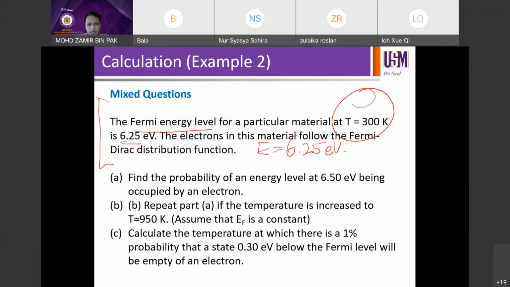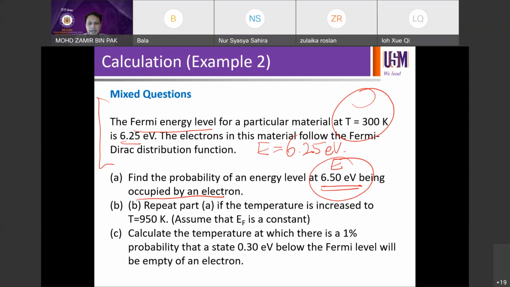Okay, so then find the probability of an energy level at 6.5. So what is this in the Fermi-Dirac equation? What is this parameter in the Fermi-Dirac equation, being occupied by an electron? The E. What is this? E, right? So this is your E.